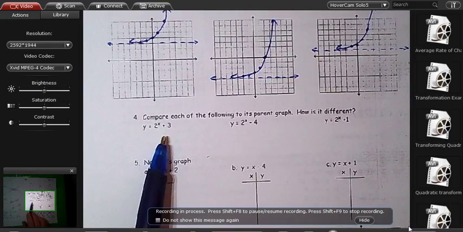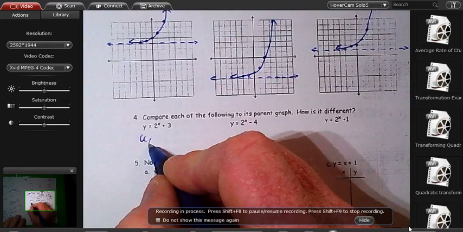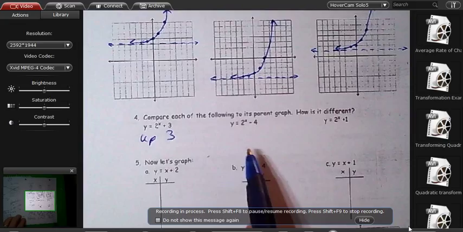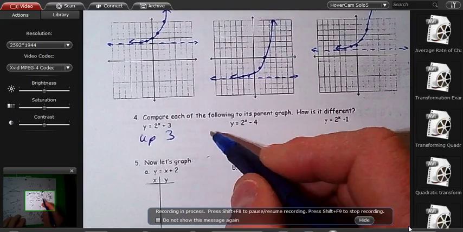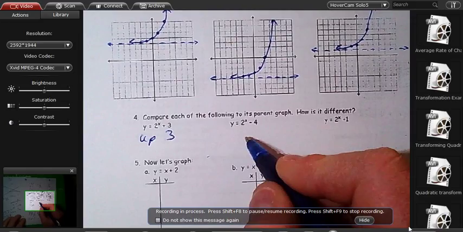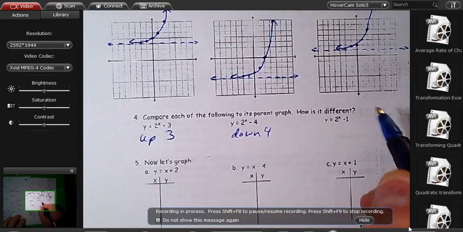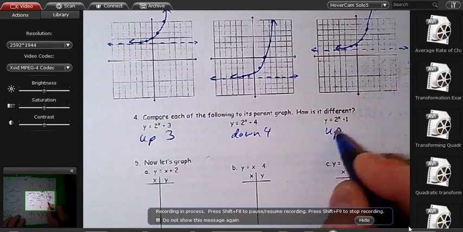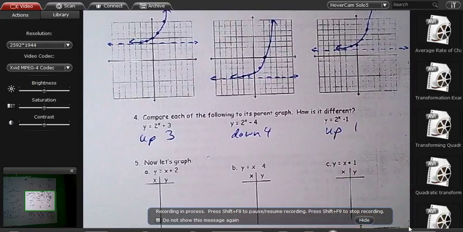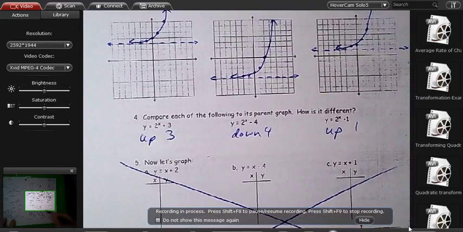What does minus 4 mean? That's the A word. Down 4. Yes, your asymptote. You move your asymptote down 4. What does plus 1 mean? Up 1. That's the A word too. Okay? Now, the next problems that you see here, the next graphs, those are all linear. We're not talking about linear functions right now. So let's X that out. X out the next part. We're only concentrating on the exponential part of this.